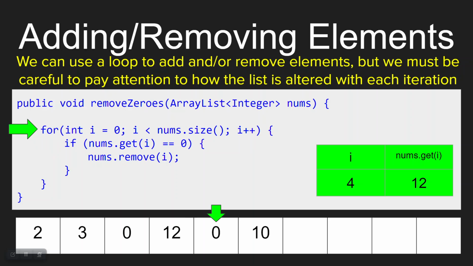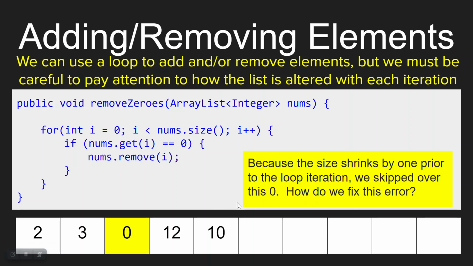Obviously 12 is not 0, so it goes up to 4. And then nums at 4 is 0, so it removes it and everything shifts. And now I is 5, and I is no longer less than the size of our array. So the array would be done, but we'd be left with a problem. Because the size shrinks by 1 prior to the loop iteration, we skipped over this 0. So the question becomes, how do you fix this error?